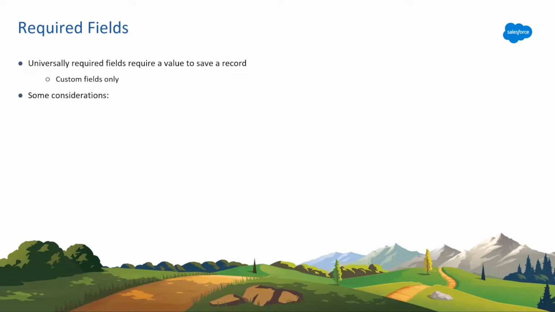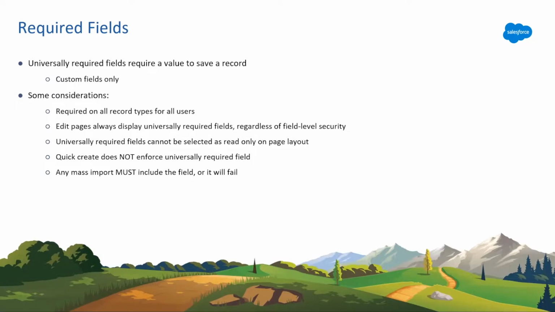Okay. Some considerations when you are creating required fields. When they are universally required, they are required for all record types for all users. There's no exception to that. And edit pages will always display that field, no matter if they can see it via field level security or not. So not necessarily when you're looking at the page itself, but when you hit edit, it will always be there.